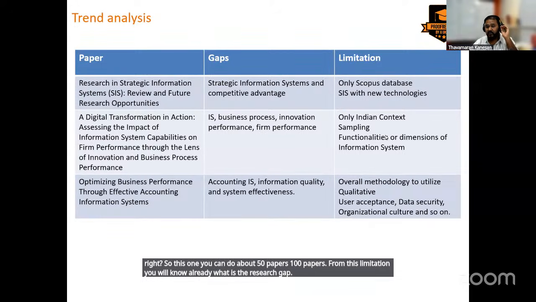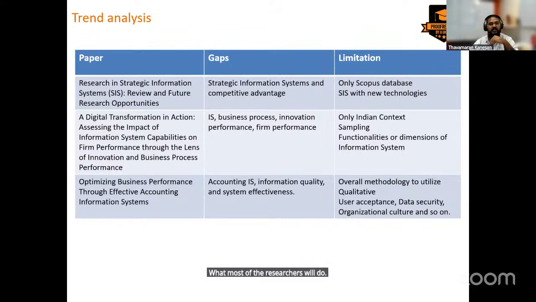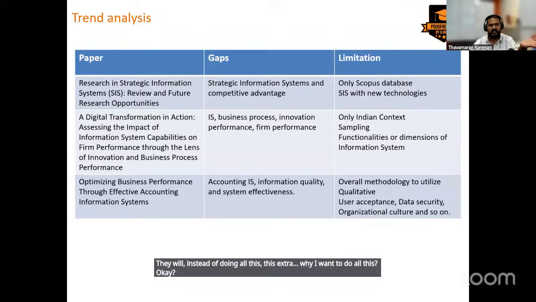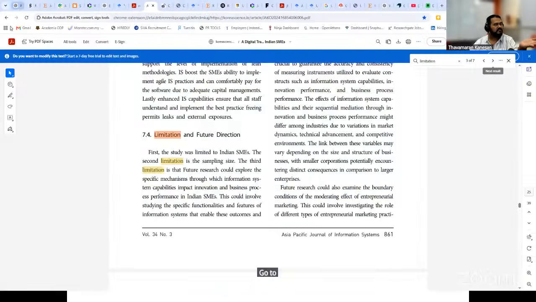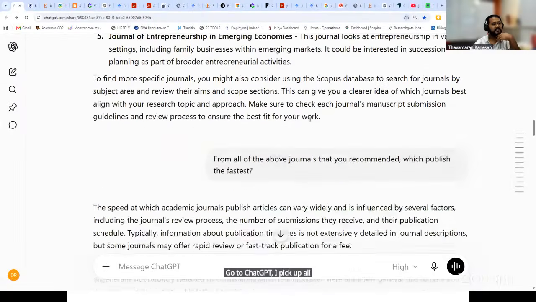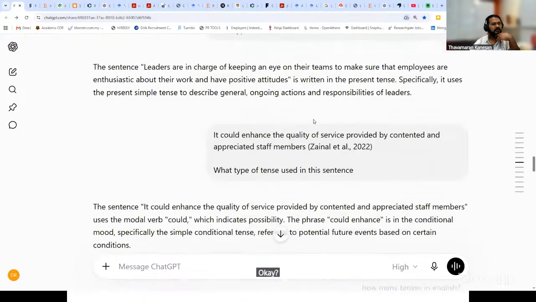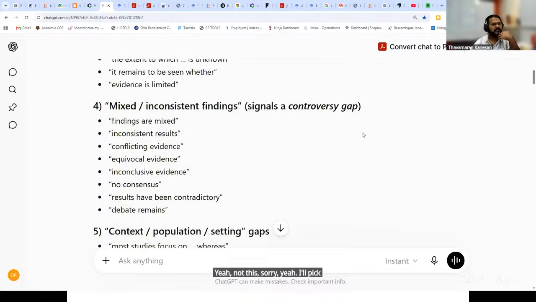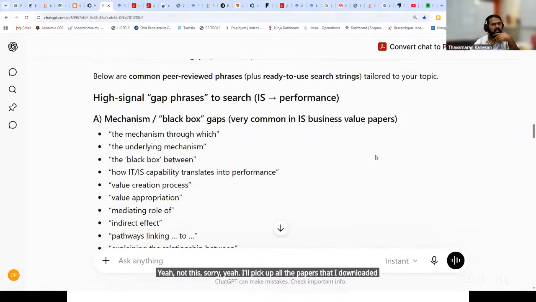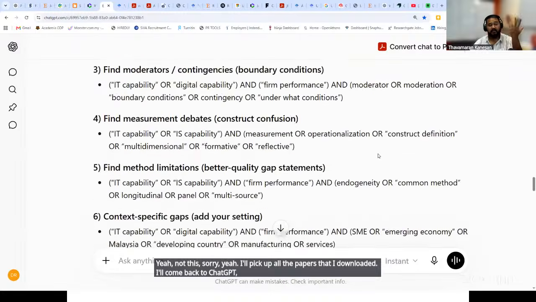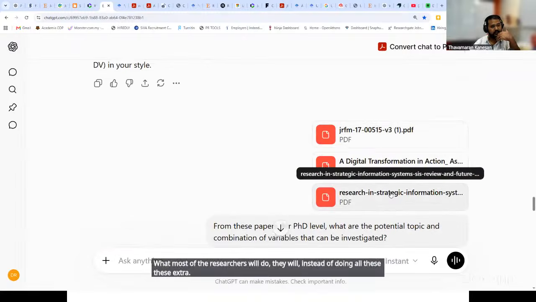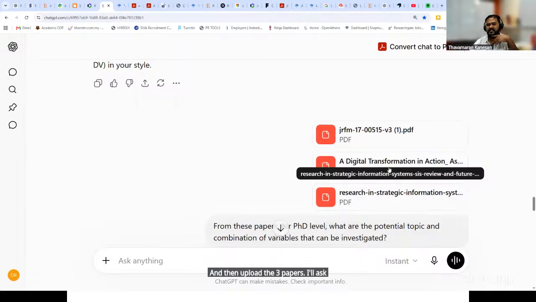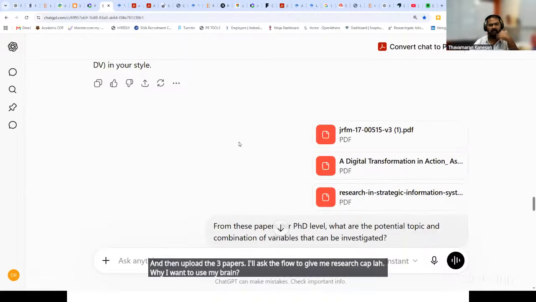Now we go to the popular method. What most researchers will do, instead of doing all this extra work, is think: why do I want to do all this? I would rather go to ChatGPT. I pick up all the papers that I downloaded. I come back to ChatGPT or any AI tool, and then I upload the 3 papers. I ask it to give me the research gap. Why should I use my brain? Why should I think?